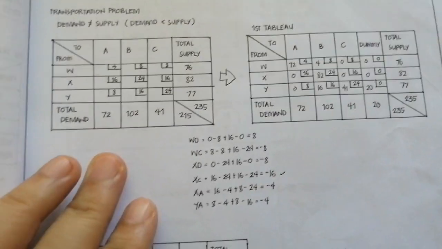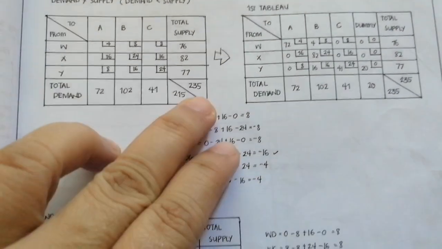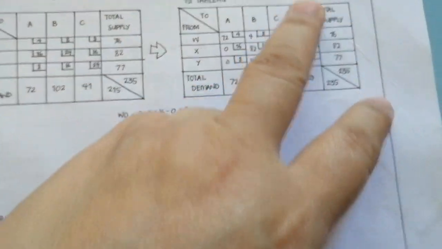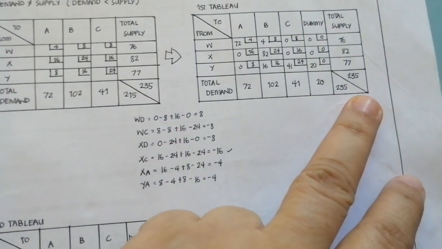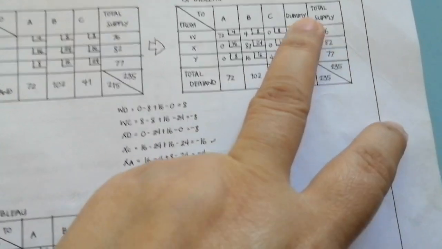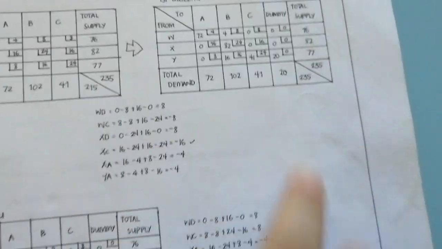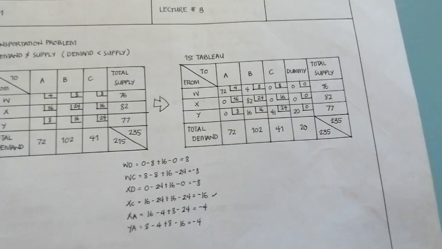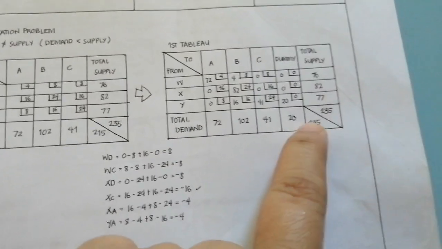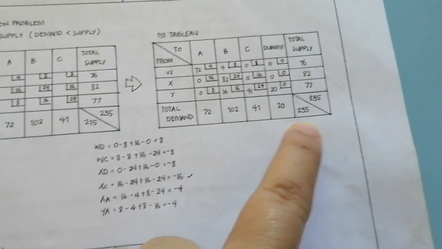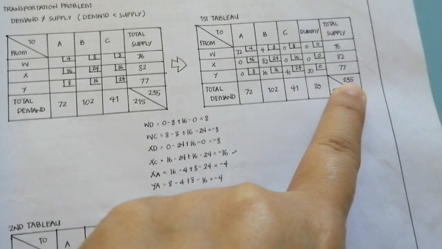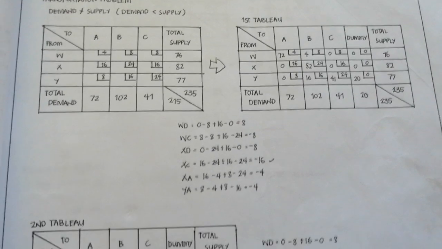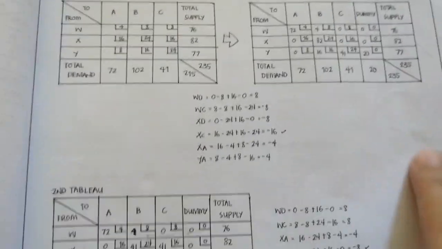So, in the example that I have here, the demand is lesser than the supply. If that is the case, you're going to write down a dummy so it will balance out. For the dummy, it doesn't have any cost at all. So you add a dummy so that the total demand will be equal to 235, the same with the total supply. So it's the same procedure as when demand is equal to supply, because it's equal now.